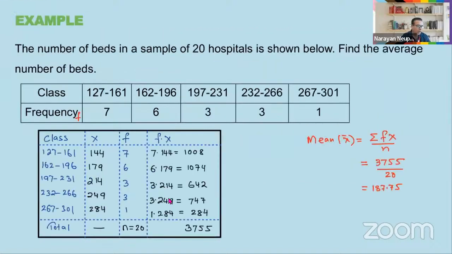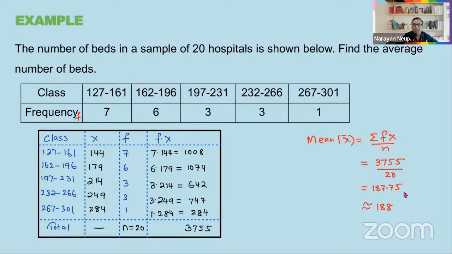But in this problem, we are talking about the number of beds in a hospital. Is it discrete or continuous? It is discrete. They will not say that we have 200.3 beds, right? They will have 200 beds or 201 beds. They will not have a decimal number. So this decimal number is not possible. We cannot write like this. 187.75, when you get something more than 187, that means they have 188. So you have to round this one.